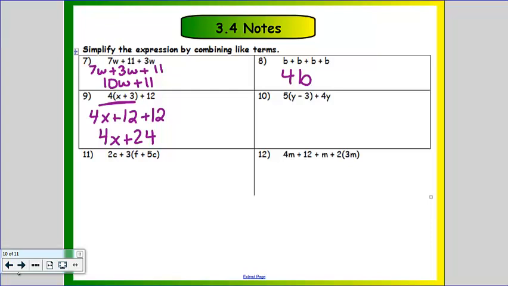For number 10, same kind of thing here. We have some distributive property and we have some like terms to combine. So first we'll distribute. So 5 times the quantity y minus 3. So we have 5y minus 15 plus 4y, and I see that I have two like terms. I have two y terms, so I'm going to use the commutative property to put those two next to each other.